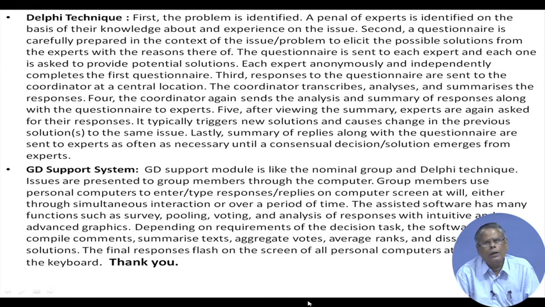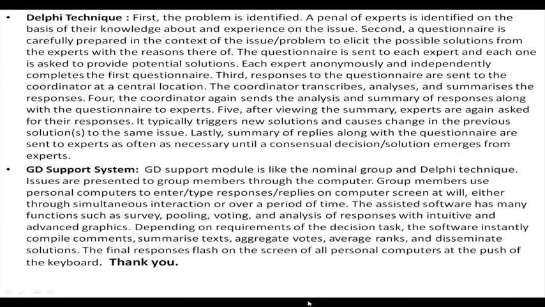The assisted software has many provisions for survey, polling, voting and analysis of responses with intuitive and advanced graphics. Depending on the requirement of the task, the software instantly compiles comments, summarizes text, aggregates votes, averages ranks or disseminates solutions. The final response can flash on the screen of all personal computers at the push of the keyboard. So, this is the simplest technique.